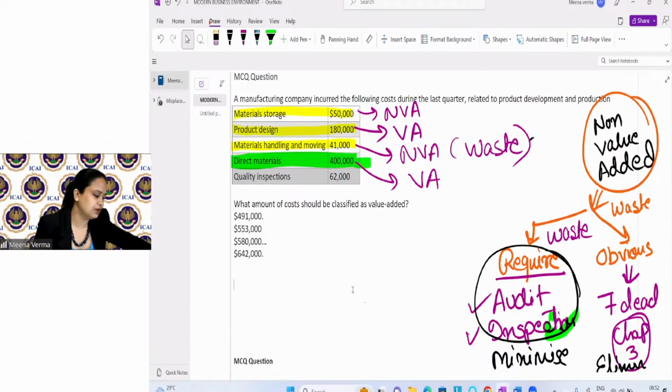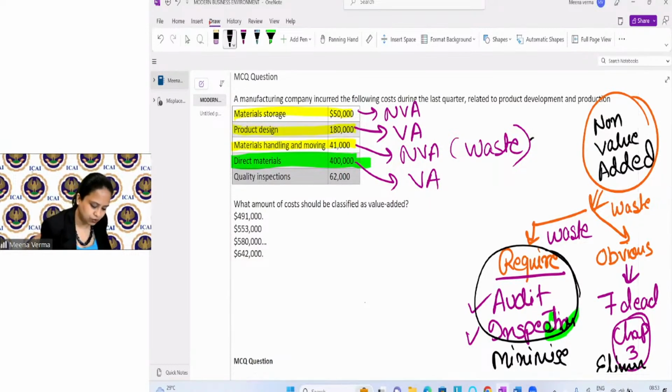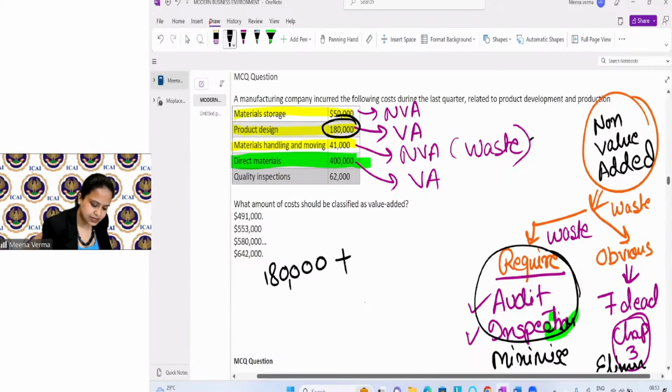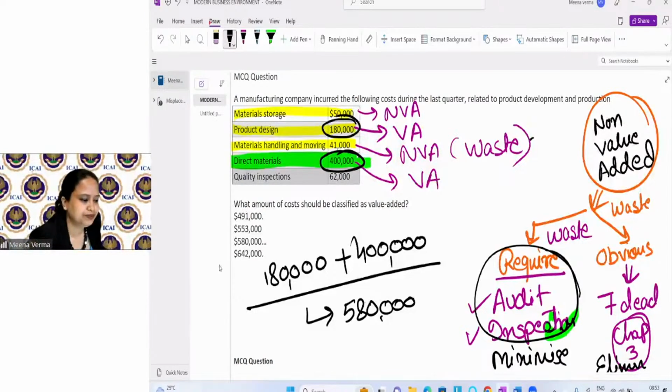All right. Okay. So if you add these value-added activities, here we have only two value-added activities. One is this product design, 1,80,000, and the second one is direct material cost, material purchase, 4 lakh. So we have only these two value-added activities. Add them, you will get the answer 5,80,000. All right, let's do one more question.